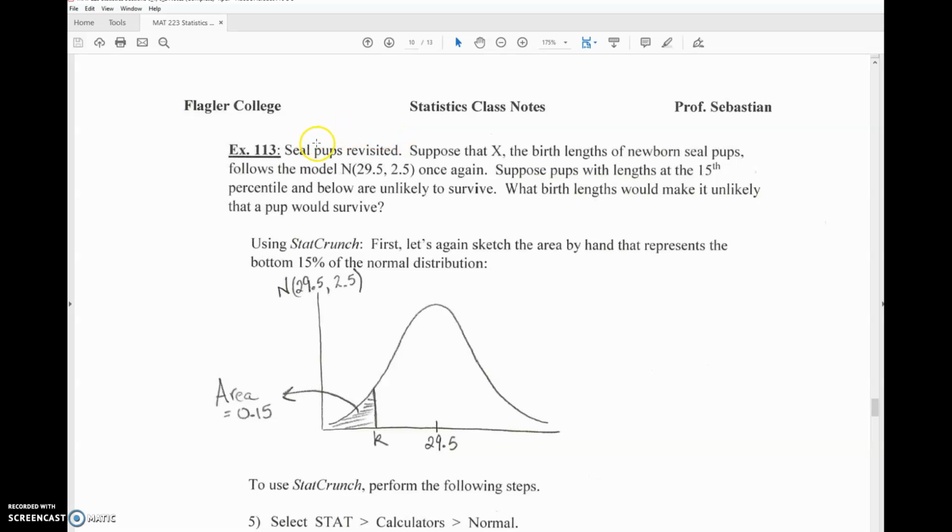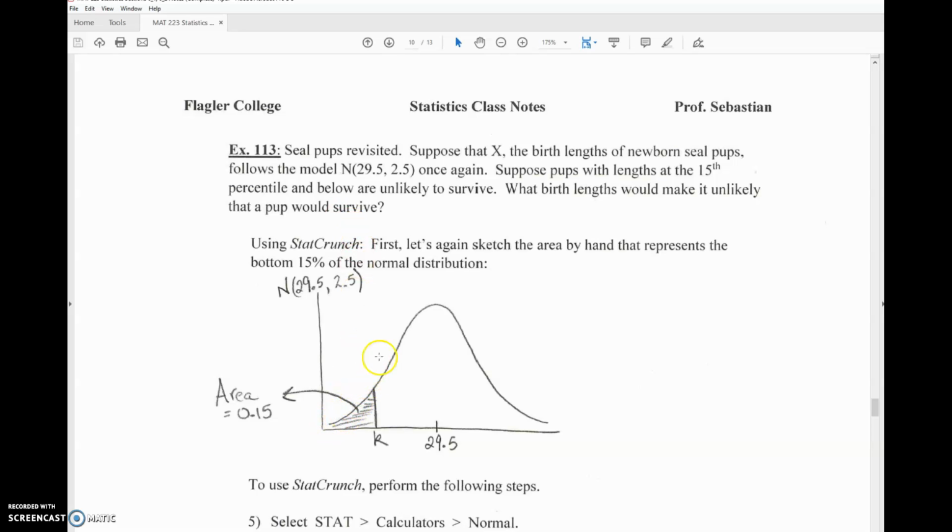So let's put that in context of an applied example. Let's go back to our seal pups, our harbor seal pups. And suppose that x, the birth lengths of newborn seal pups, follows the model normal distribution with a mean of 29.5, standard deviation of 2.5 once again. And suppose pups with lengths at the 15th percentile and below are unlikely to survive. So what birth lengths would make it unlikely that a pup would survive?